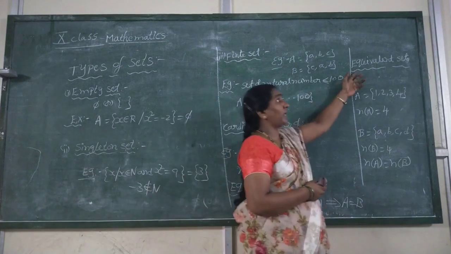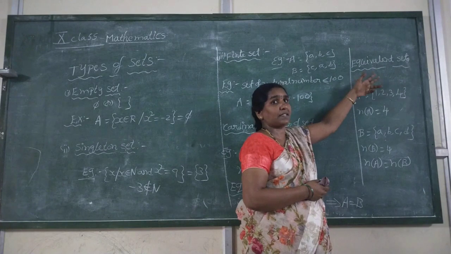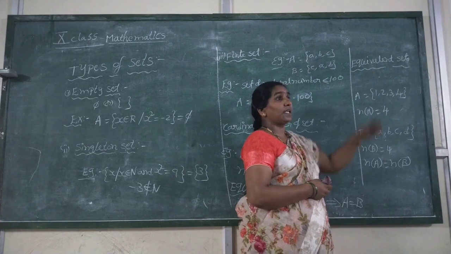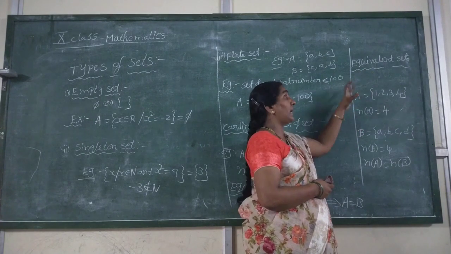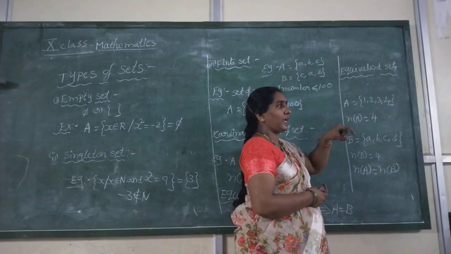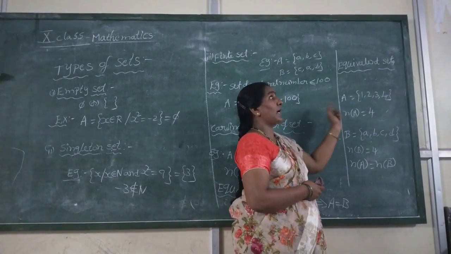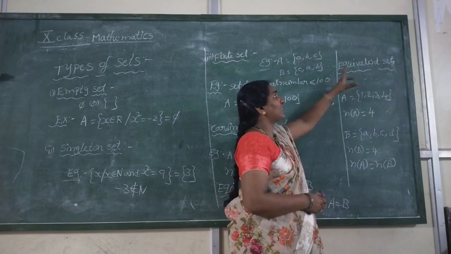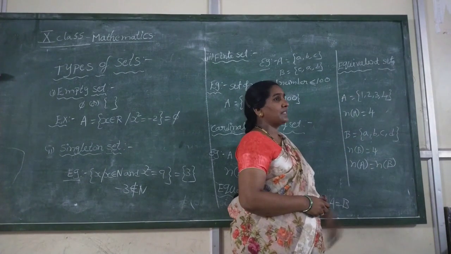Next, I am going to explain about equivalent sets. Let A and B be two sets. If the number of elements in A and B are the same, then those two sets are called equivalent sets.